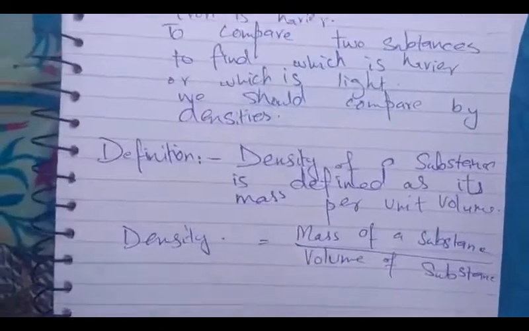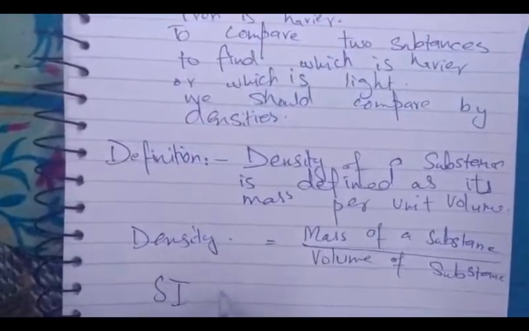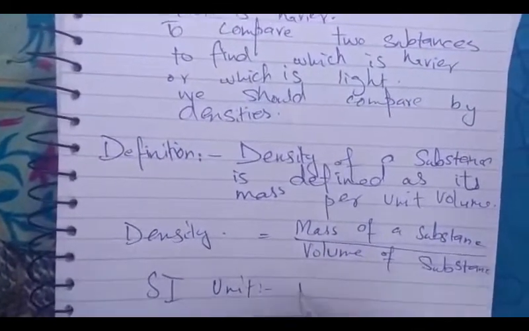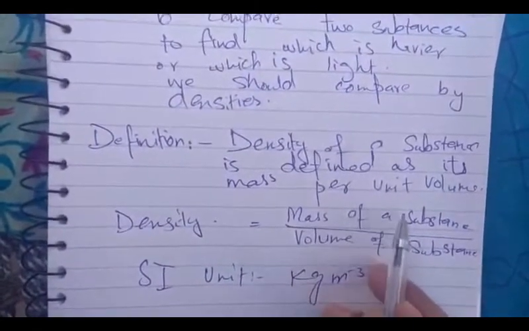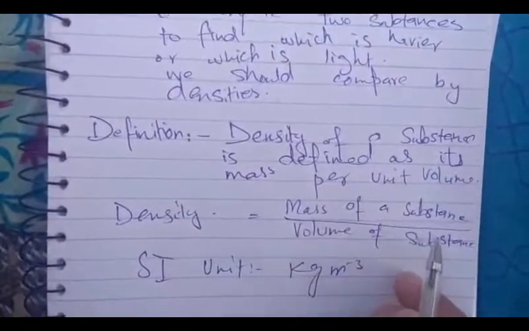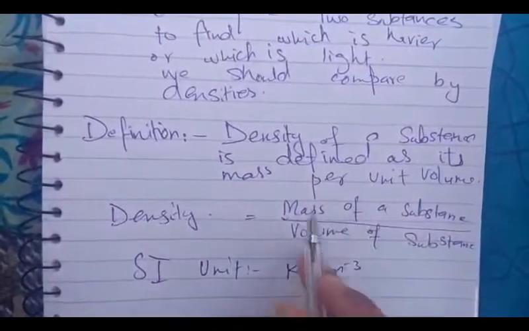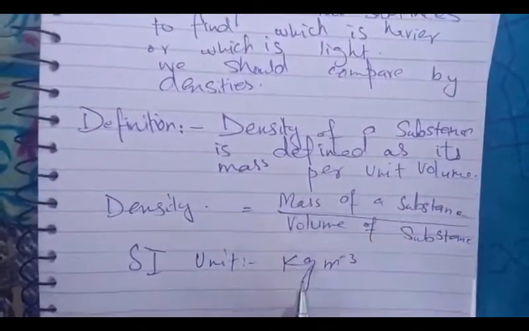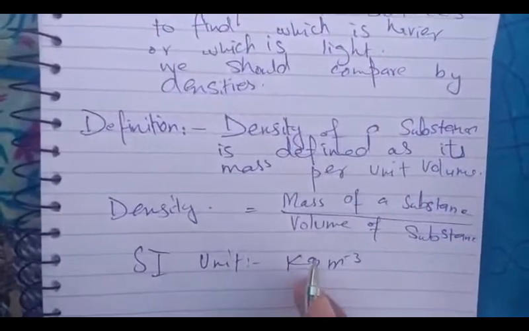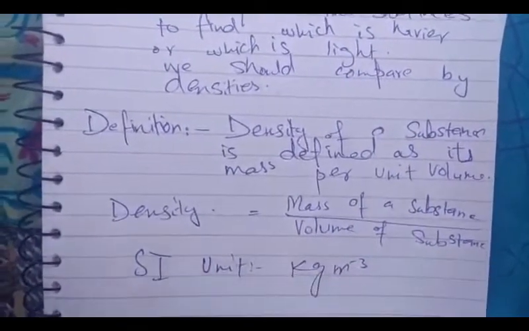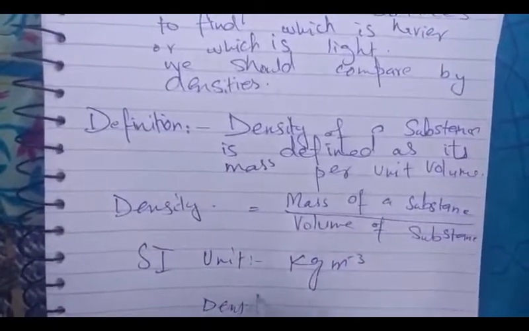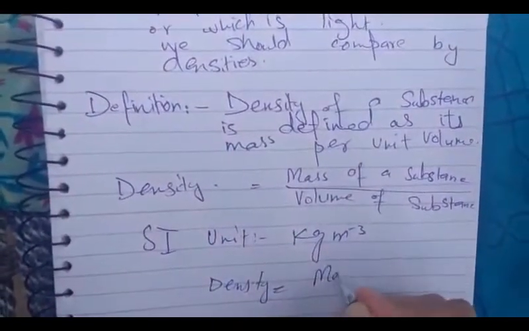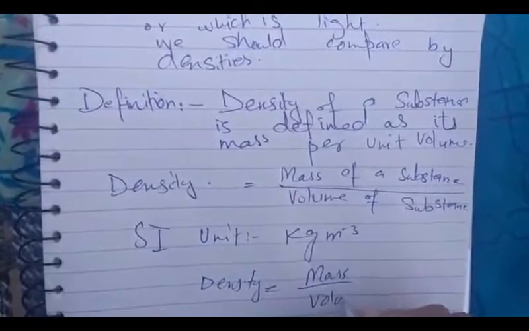This is the formula of density. So the SI unit of density is kilogram per cubic meter, as the unit of mass is kilogram and unit of volume is meter cube. From these two units, the SI unit of the density becomes kilogram per cubic meter. So by knowing the mass and volume, we can find the density. Density is equal to mass over volume.